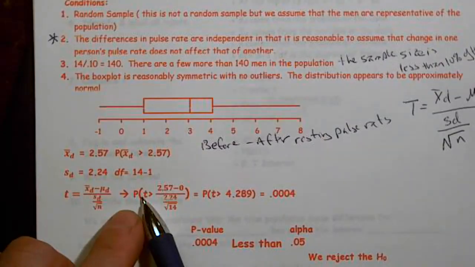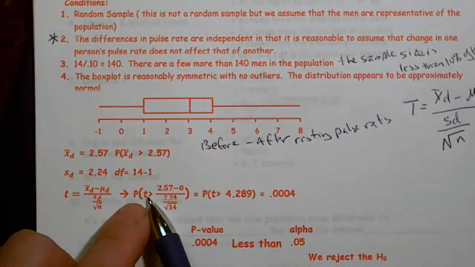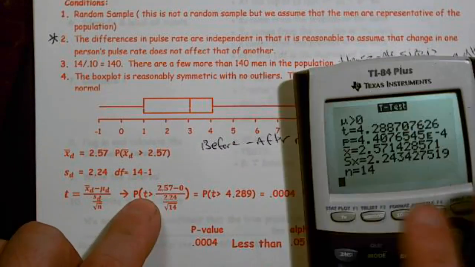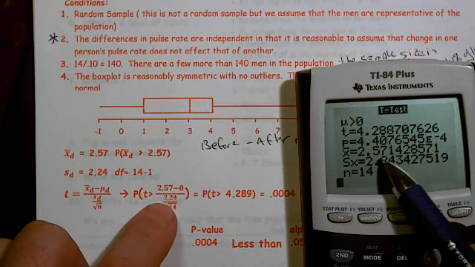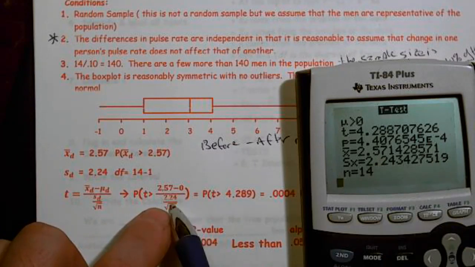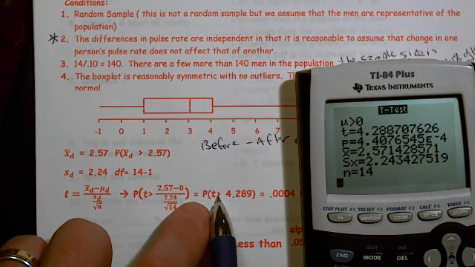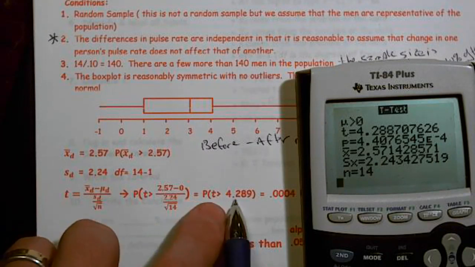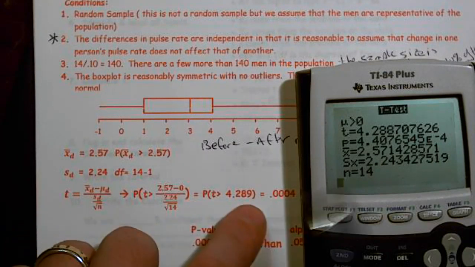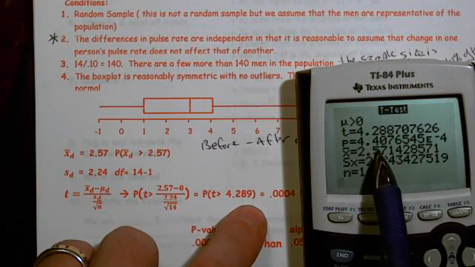So I have the probability that t is greater than my x bar of 2.57 divided by my standard deviation, which happens to be 2.24, divided by the square root of 14, and that equals the t-value of 4.289 and gives us a p-value of 0.004.